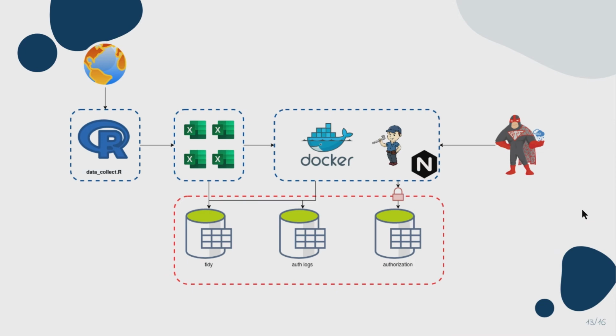There's the World Wide Web with an RSS feed that I check with a cron job each morning. I then create a little function that, if there's new data, collects it, parses it, and puts it in the database. In these databases there's my tidy data and my auth logs, and that's my authorization layer.